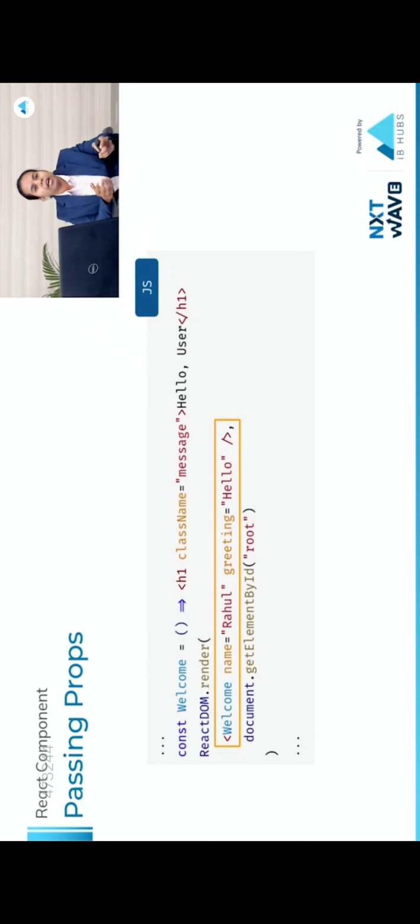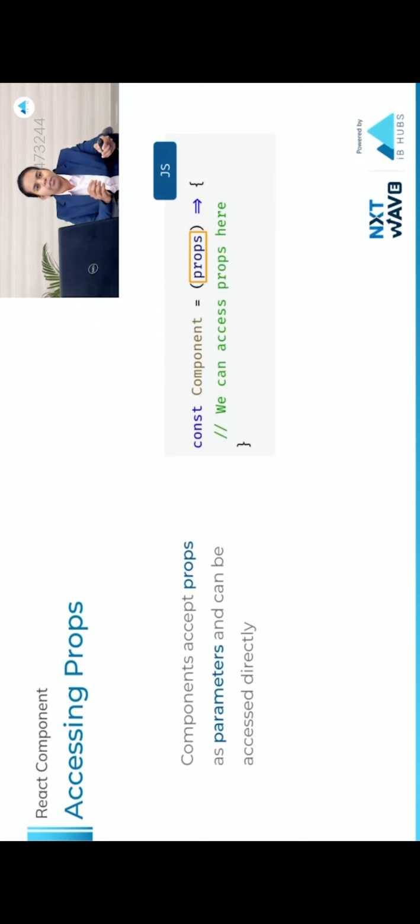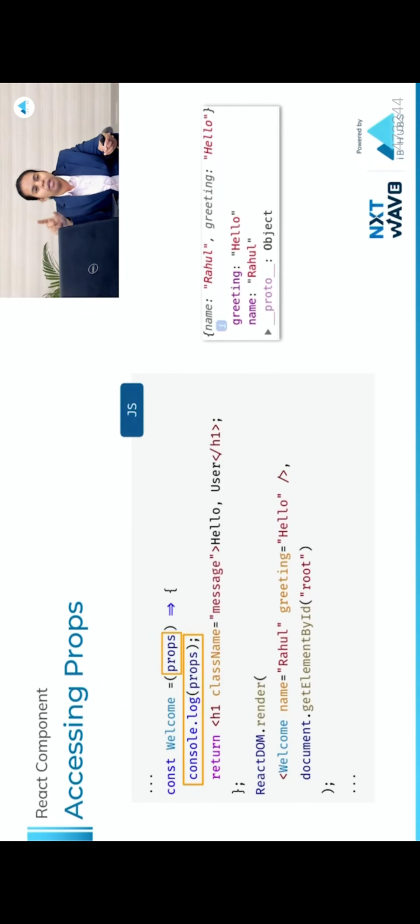Now we have passed the props, but we need to access these props in the component, right? So how do we access it? The props that we pass will be sent as an argument to the component. Previously in the arrow function, there were no arguments. Now the props that we have sent will be passed as an argument to the component. So there we can access the props. If you print it, you can see we have the name as Rahul and greeting as hello.